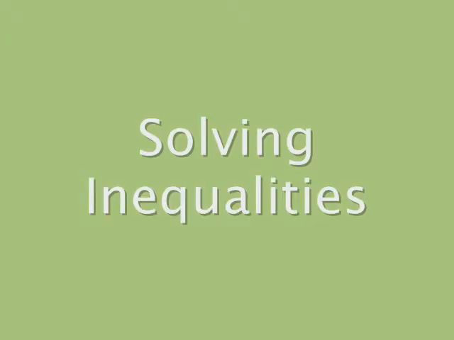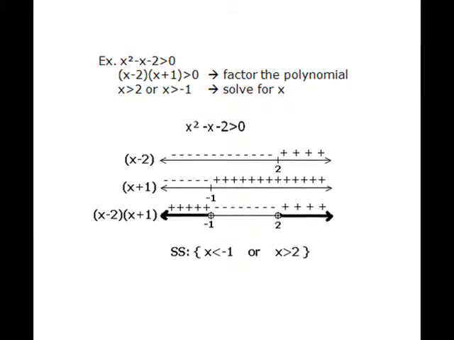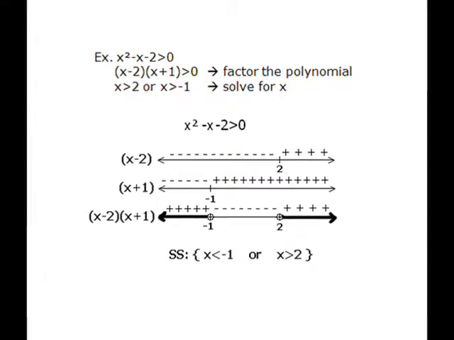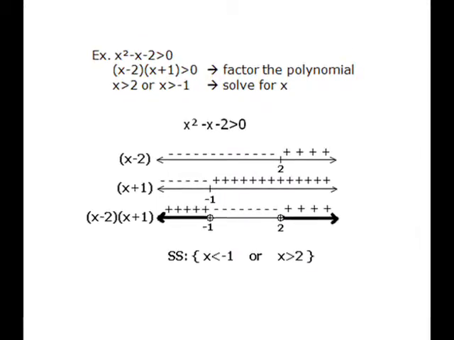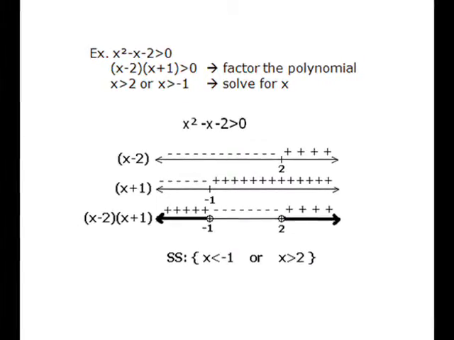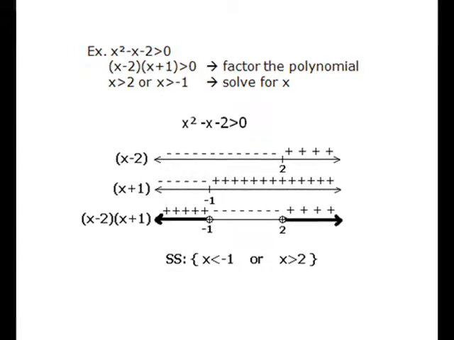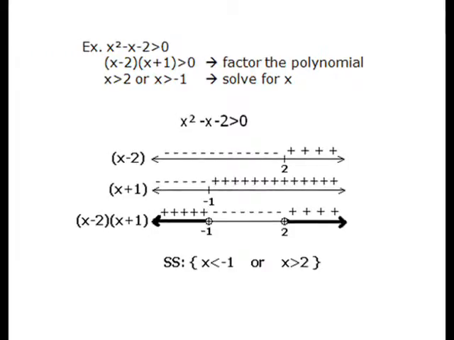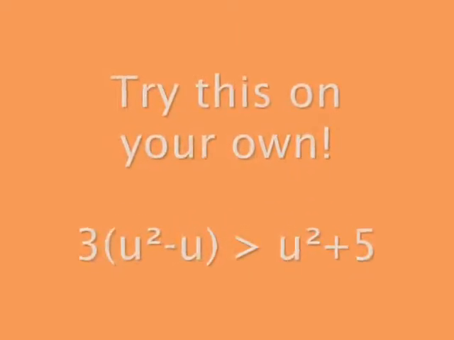Solving inequalities. When solving inequalities, you simply factor the polynomial and solve for x. Then, you should make a number line like the one shown above. Your number line will help you determine your solution set, which will be x is less than -1 or x is greater than 2.